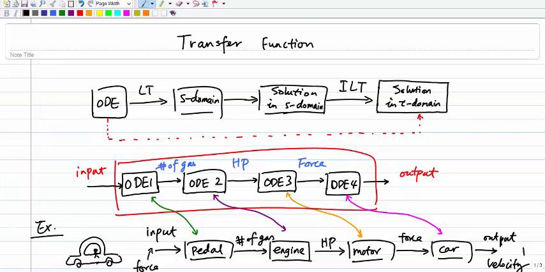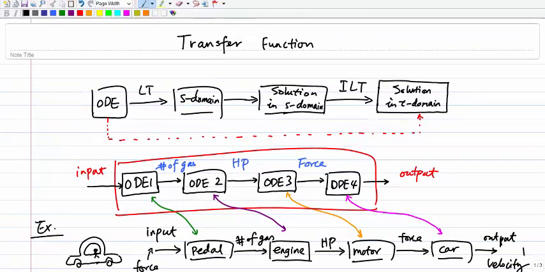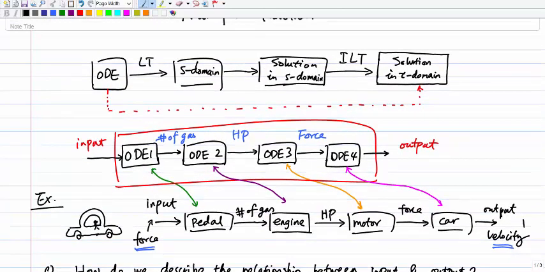Okay. Now, one of the questions you may want to ask is, when we have a complex system, we could represent the system as a series of differential equations. They are connected in a certain way. So I will show you an example of what I mean by that.